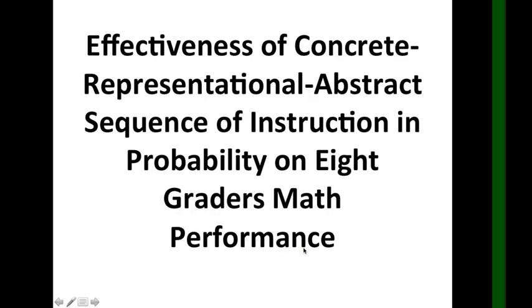Another, effectiveness of concrete representational abstract sequence of instruction in probability on 8th graders' math performance. Again, here we have the math performance, and we have this one, concrete representational abstract sequence of instruction. So we have math performance, our dependent variable, and the independent variable is the concrete representational abstract sequence of instruction, because math performance depends on this kind of instruction, which is CRA, sequence of instruction.